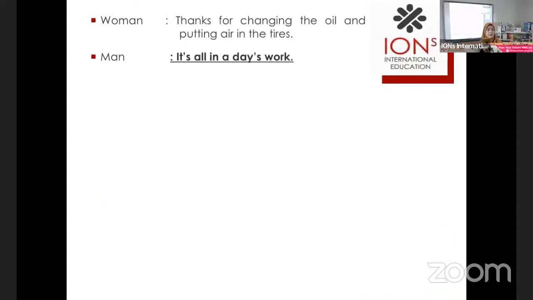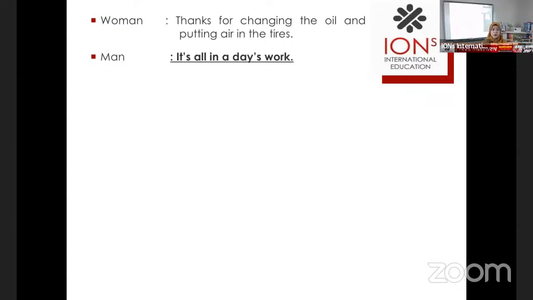Next, this one. What about this one? Thanks for changing the oil and putting air in the tires. Okay, and then the second speaker say, it's all in a day's work. This one is an idiom. Ini adalah salah satu contoh idiom. Idiom yang lain misalnya it's raining cats and dogs, right? Jadi teman-teman, you have to be familiar with what we call as idiom, yeah, idiom.